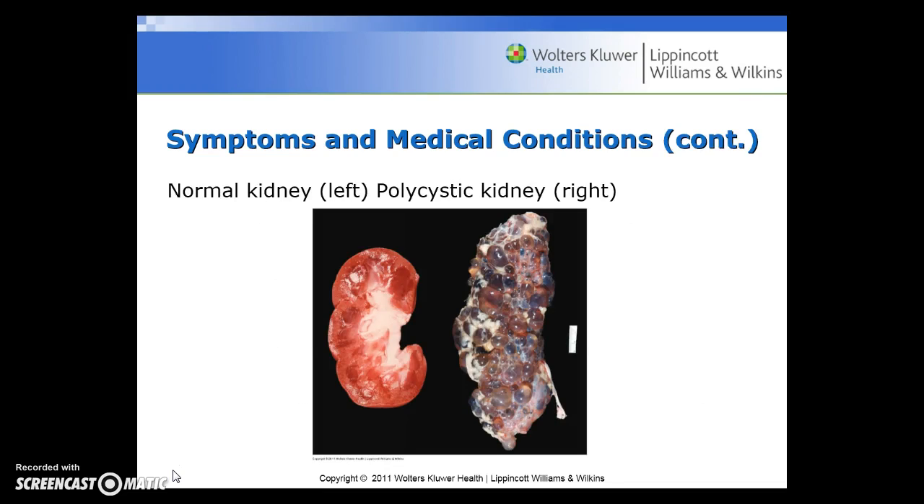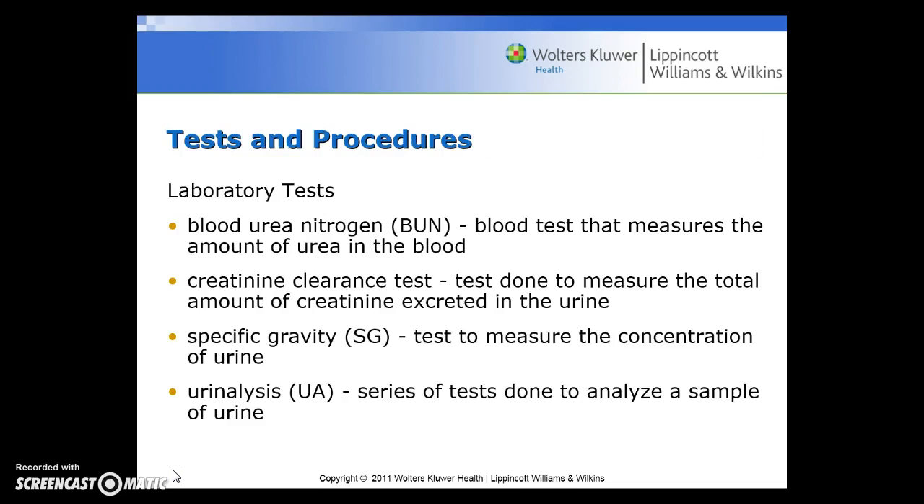Here's a picture of a polycystic kidney. Remember, those were cysts all around the kidney. You see the healthy kidney on the left and the polycystic kidney with all the cysts, poly meaning many, cysts on the kidney on the right.